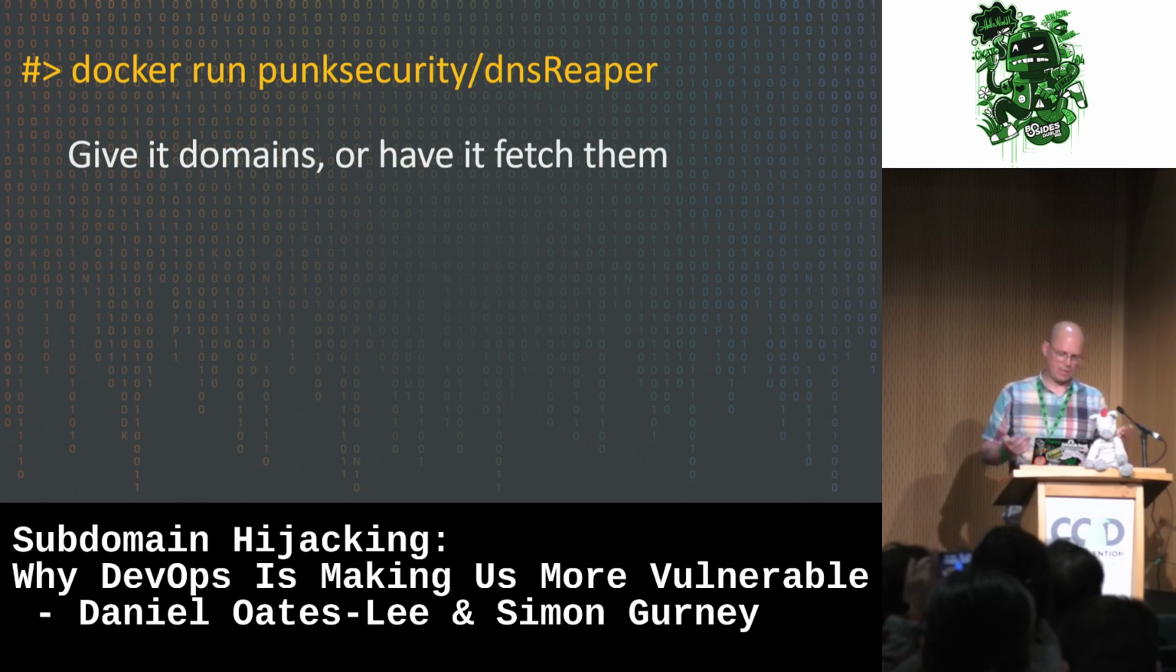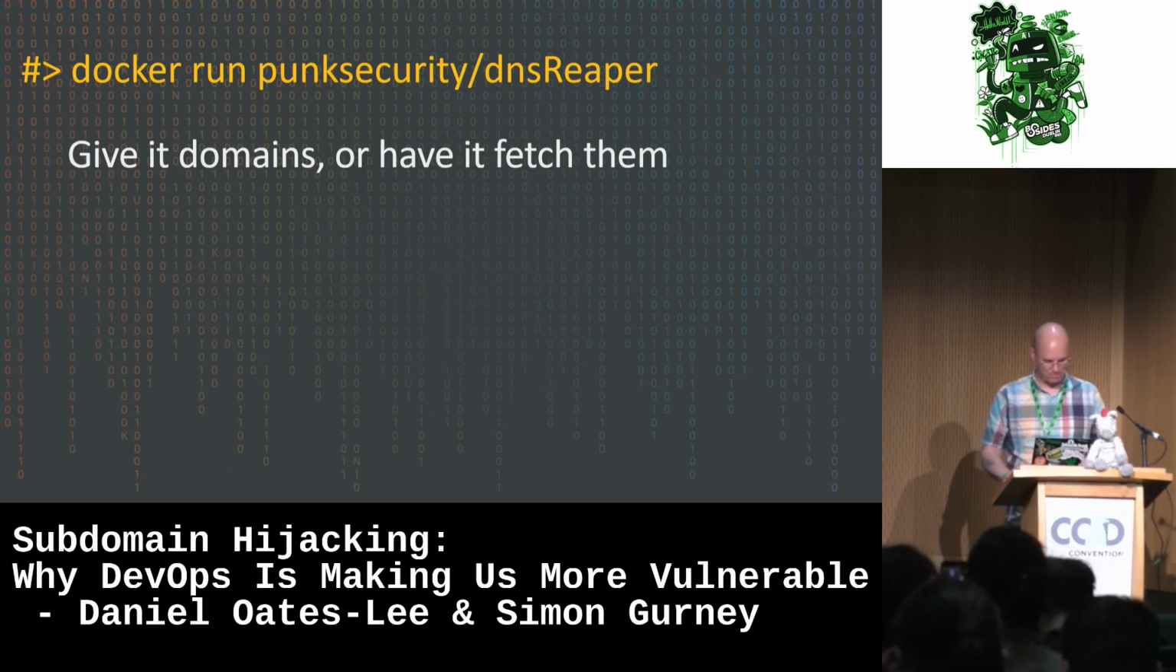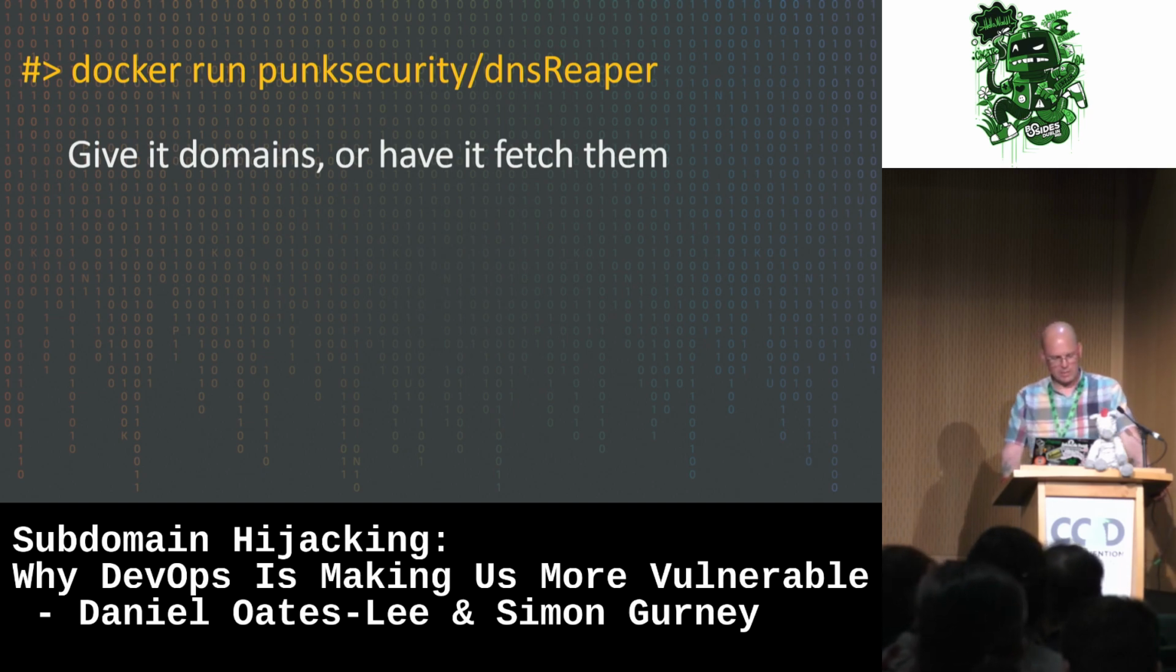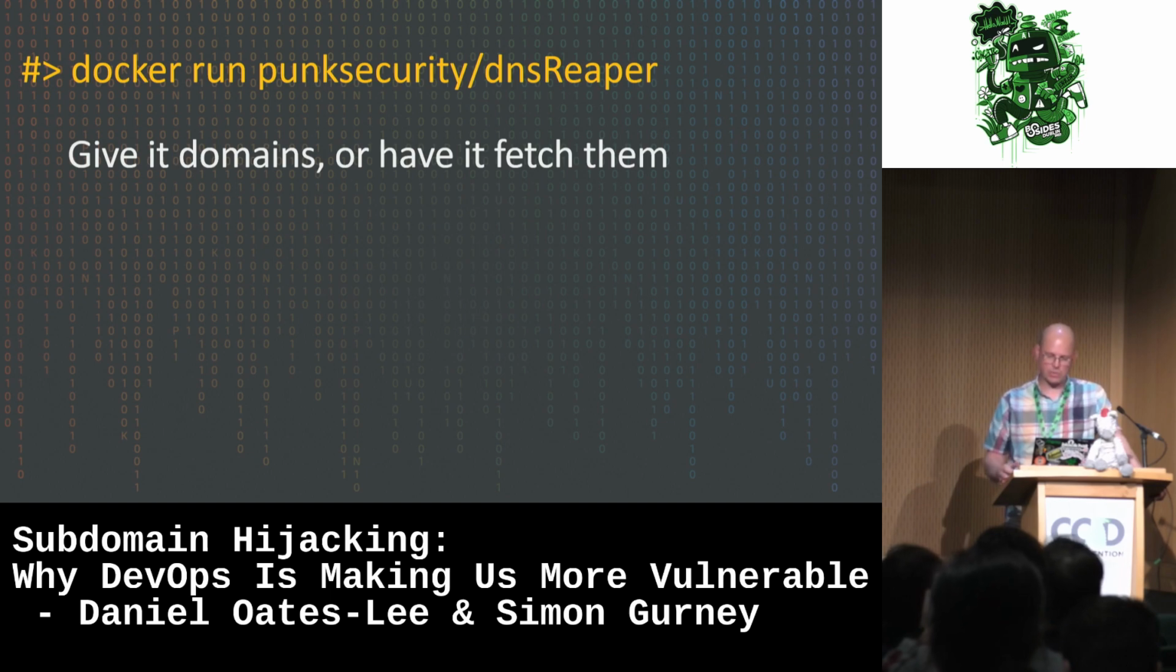So DNS Reaper, it's a little Python script, but we've also built it as a Docker container, so you can run it as a Docker service. You give it access to the domain that you want to have checked, so it can either log into Azure or AWS or Route 53 or Bind server, or you can feed it a flat file with the domains that you want to have it check.